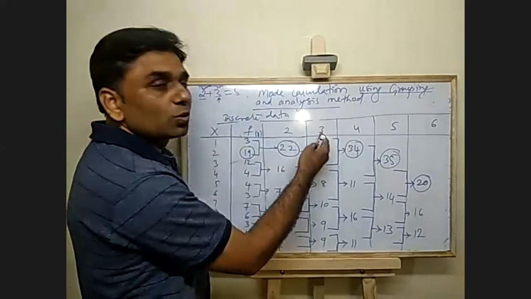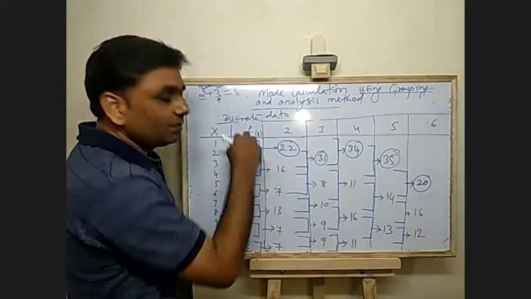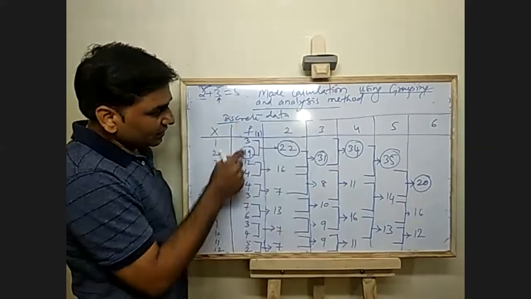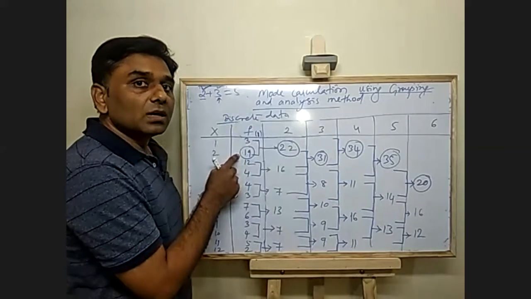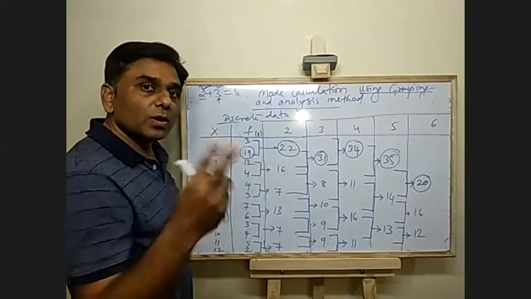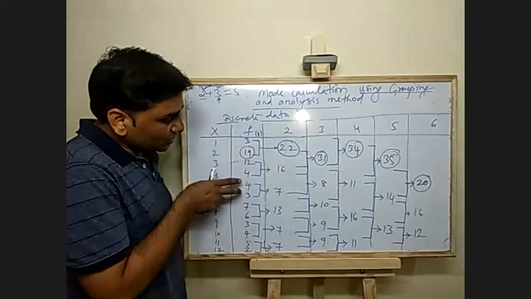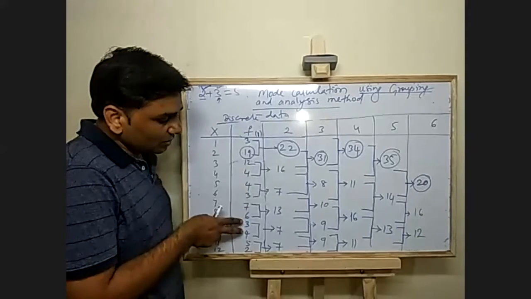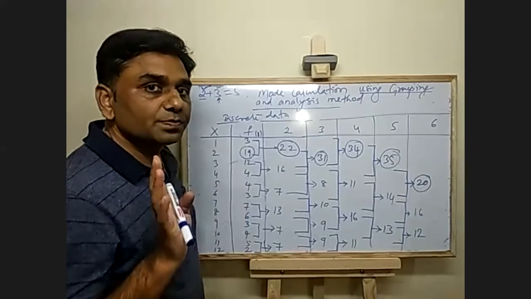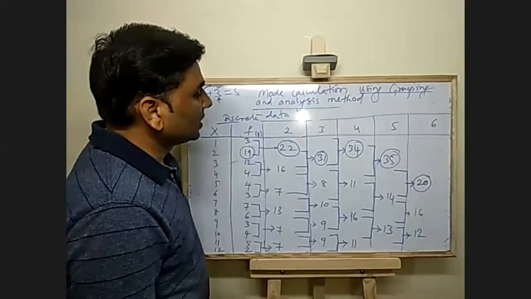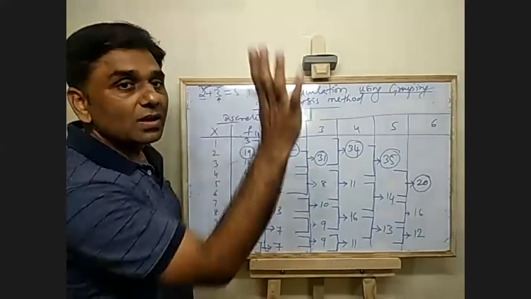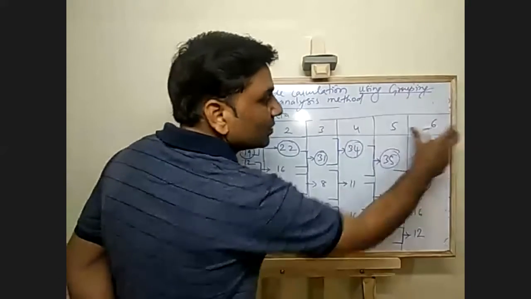Next, go to the next column. Leave the first number, and from the next number, you make a pair of 2 and find the sum. So sum of these two, sum of these two, sum of these two, sum of these two, sum of these two. These 2 times done. Next 3 times we have to calculate.